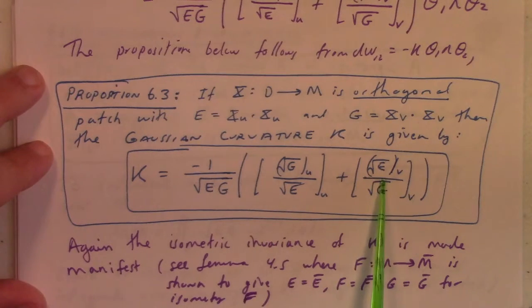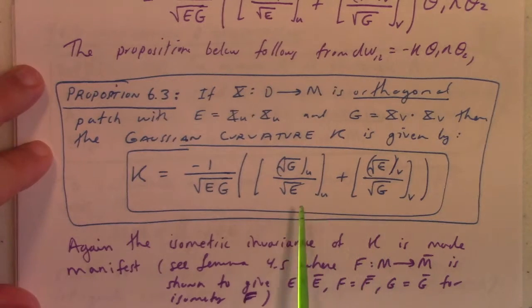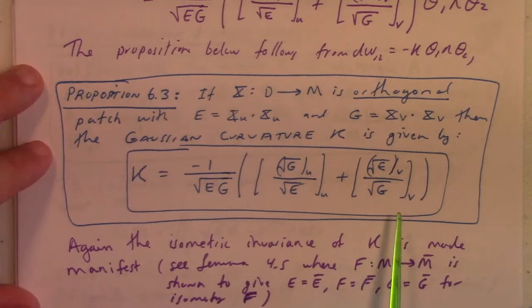Likewise, you differentiate the square root of the E function with respect to v, divide by the square root of G, and then all of that you partial differentiate with respect to v. So these kind of slightly complicated second partial derivative expressions, and there you have it. That's the Gaussian curvature.